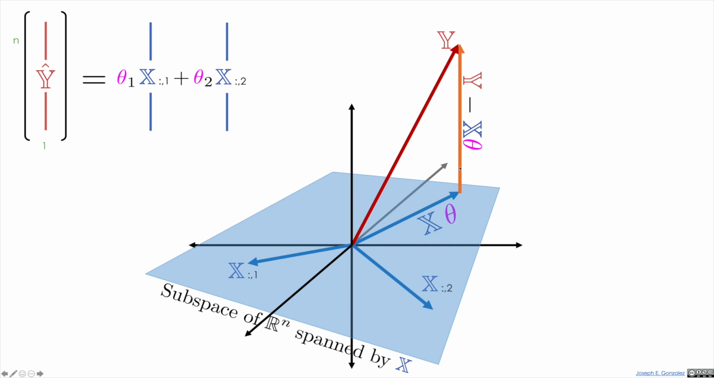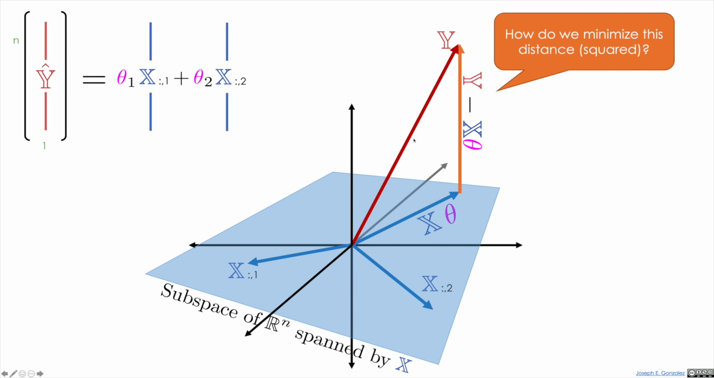The residual is the vector between the subspace spanned by our two column vectors and the observed y that lives in our n-dimensional vector space. So we'd like to minimize this squared residual, or this squared distance. How can we do that?